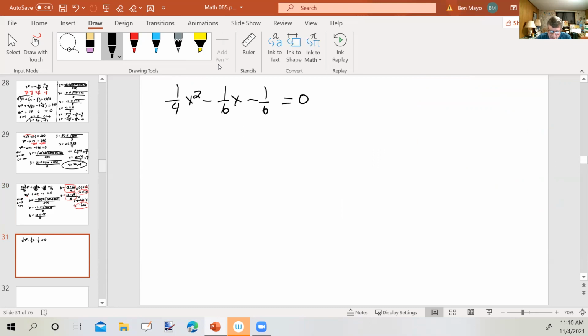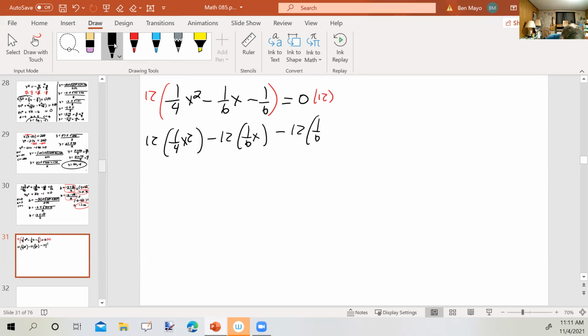Now, we could use a as 1/4, b as negative 1/6, and c as negative 1/6 and put it into the quadratic formula, but I can almost guarantee things will get messy. So it's much better to clear those fractions out first. The LCD of 4 and 6 is 12. So we've got 12 times 1/4 x squared minus 12 times 1/6 x minus 12 times 1/6 equals 12 times 0. Okay, so here, here, and here.